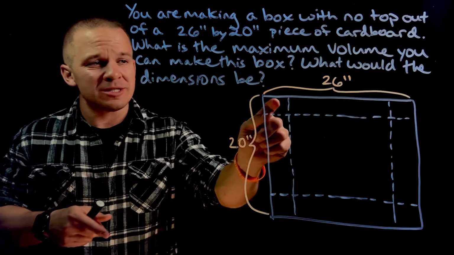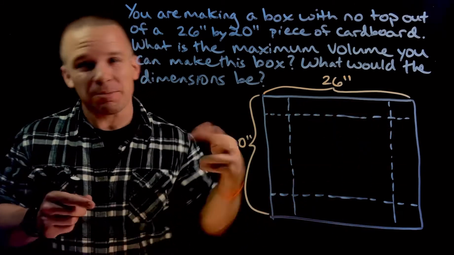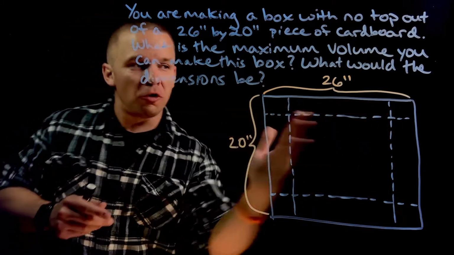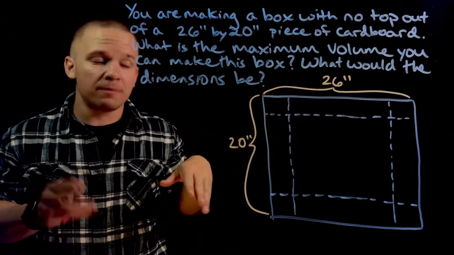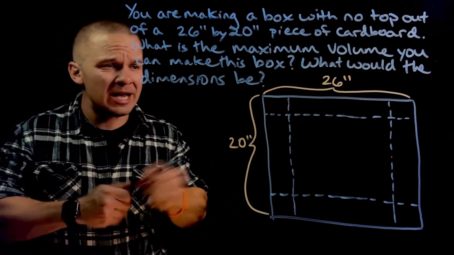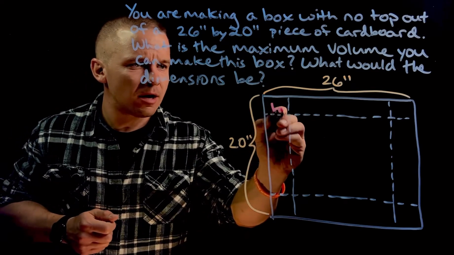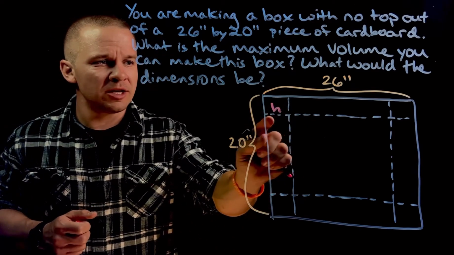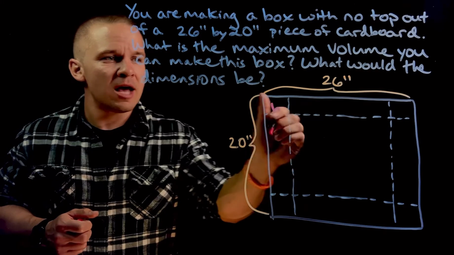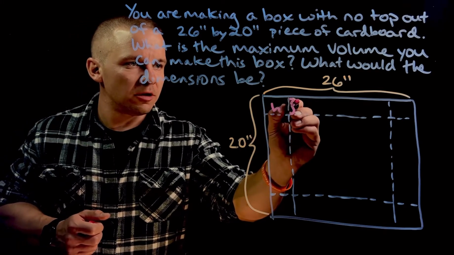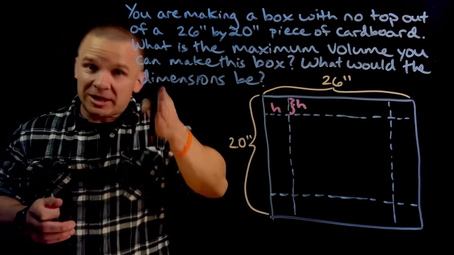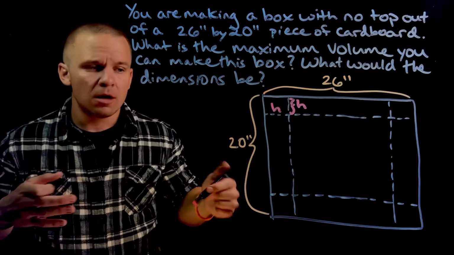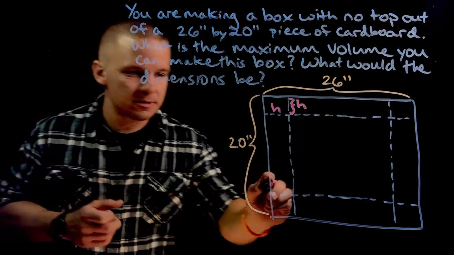Now what we're going to do is take out each one of these quarters, snip them out with some scissors, and then we can fold these edges up to create a box with no top. Well, that would mean this would be my height right here, right? This little length right here is going to be my height, as well as this little length right there. That's also going to be my height, because when I fold it up, that's the part that's going up. So all these guys are going to be heights.